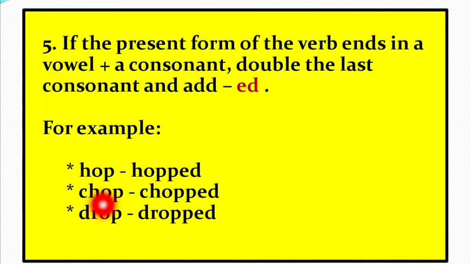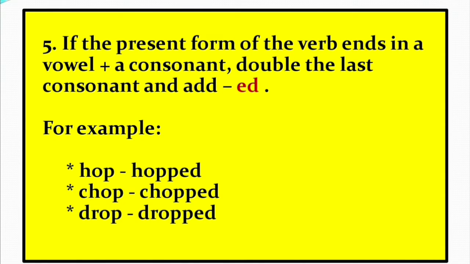The second one, chop, C-H-O-P, O is the vowel, then we have P at the end. So C-H-O-P-P, because we have to double the last letter, then we have to add ed to it. Drop becomes dropped. So in this way we have to follow the rule to make it past.